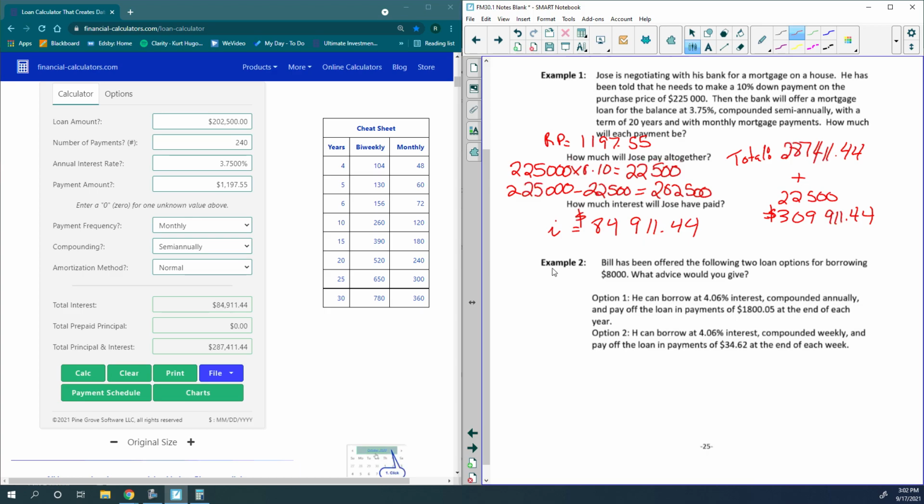So we're going to calculate how much interest he's going to pay, or how much extra money he's going to pay for each option. So option 1, and then we'll do option 2.